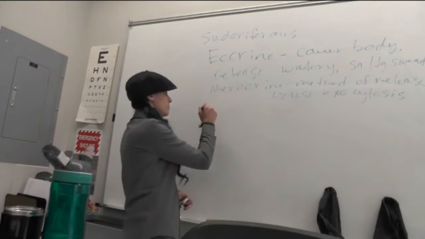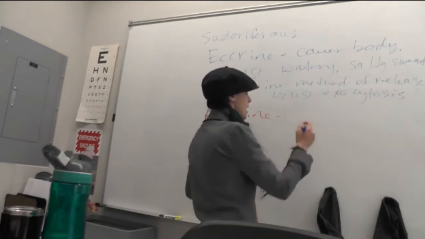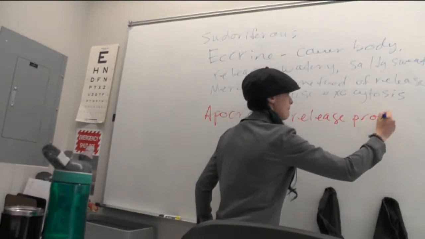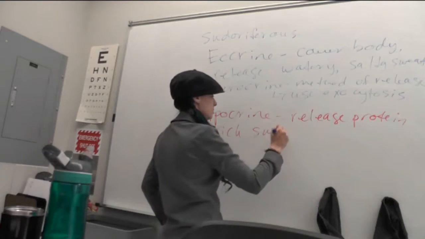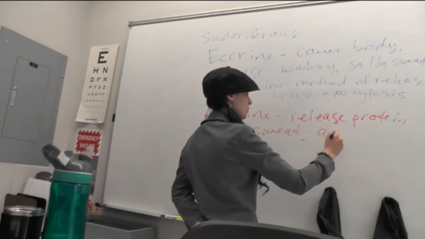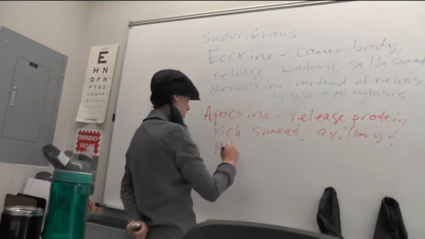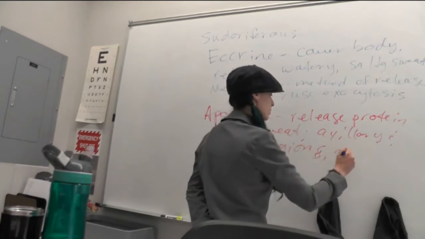Okay, in our axillary and pubic regions, we have apocrine sweat glands. And these release a protein-rich sweat. And they become active at puberty. So, again, we find these in the axillary and pubic regions. They become active at puberty.